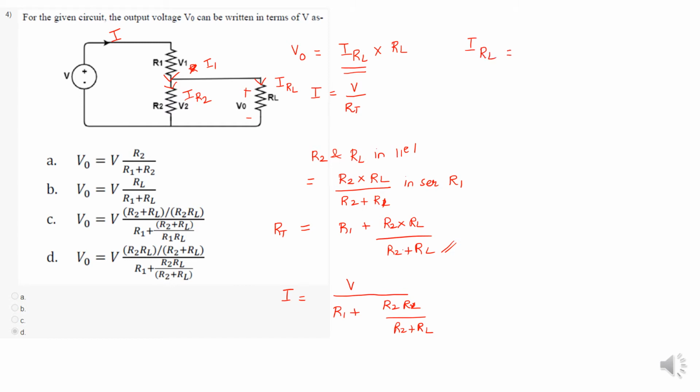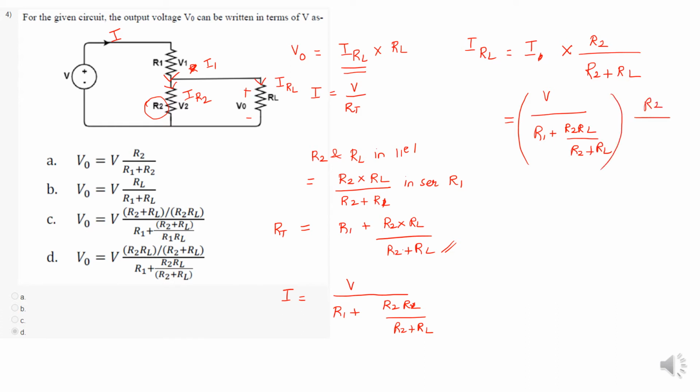Okay, I_RL is what? Here I am going to use the current division technique again. The net current or total current into the opposite resistance. Which one is opposite here? R2 is the opposite resistance divided by total resistances R2 plus RL. Okay, now I am going to substitute I here. So that is not I1, I here. So V divided by R1 plus R2 RL divided by R2 plus RL into R2 divided by R2 plus RL. Okay, this is the equation for I_RL.